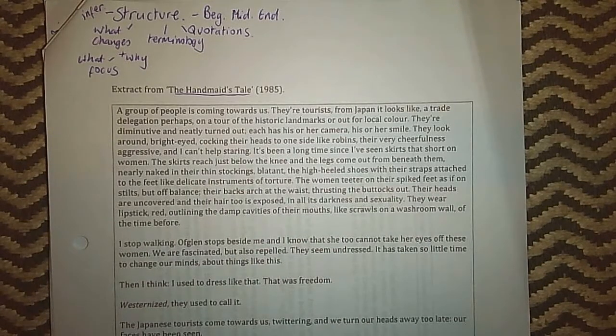A group of people is coming towards us. They're tourists from Japan, it looks like, a trade delegation perhaps, on a tour of the historic landmarks or out for local colour. They're diminutive and neatly turned out. Each has his or her camera, his or her smile. They look around bright-eyed, cocking their heads to one side like robins, their very cheerfulness aggressive, and I can't help staring. It's been a long time since I've seen skirts that short on women. The skirts reach just below the knee, and the legs come out from beneath them, nearly naked in their thin stockings, blatant. The high-heeled shoes with their straps attached to the feet like delicate instruments of torture.